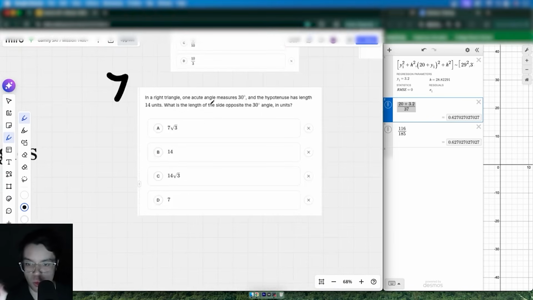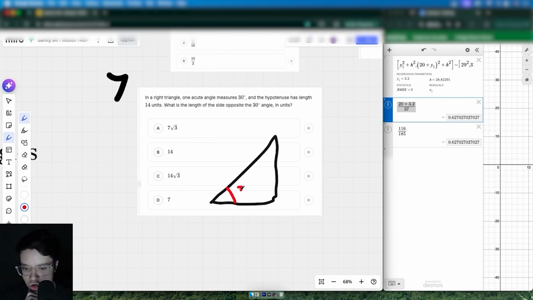So in a right triangle, one acute angle measures 30 degrees and the hypotenuse has length 14, which is the length of the side opposite the 30 degrees in units. So let's say this is the 30-degree one, and then the hypotenuse is 14 over here. Do we have enough information to know that this is 30-60-90? Yes, because it says here it's a right triangle, so we have a 30-degree angle, and this must inherently be a right angle as well. So those are two characteristics, 30 degrees and 90 degrees, so it must be a 30-60-90 triangle.